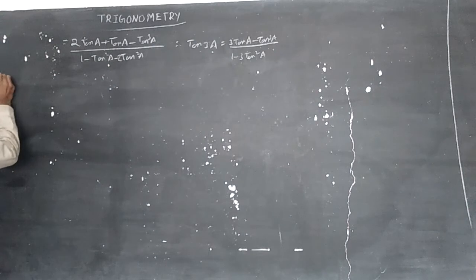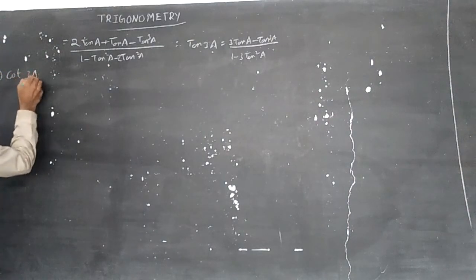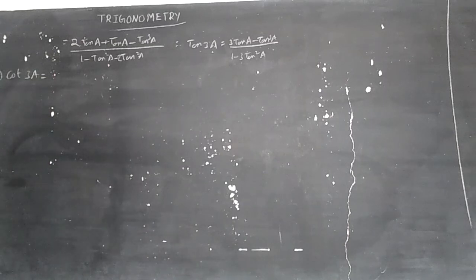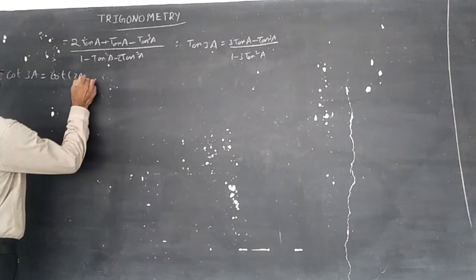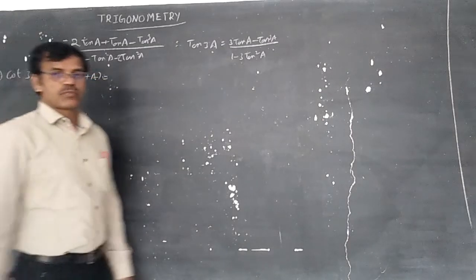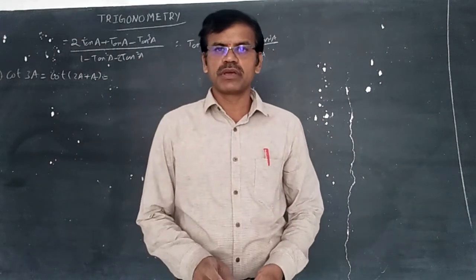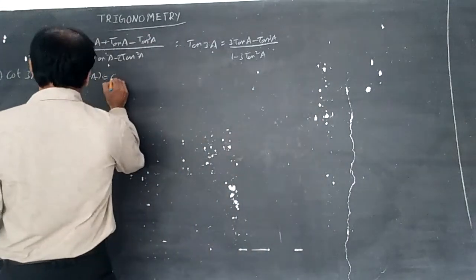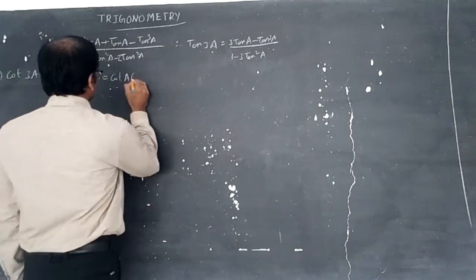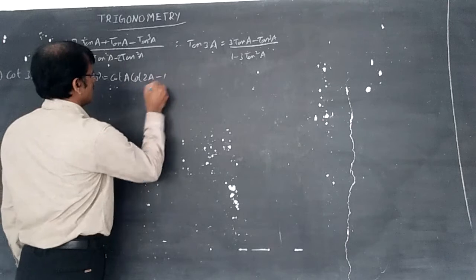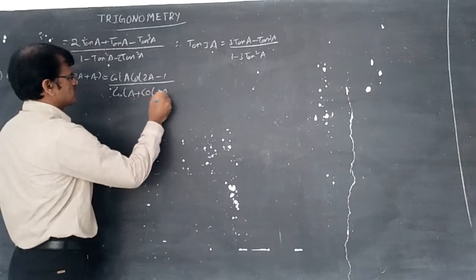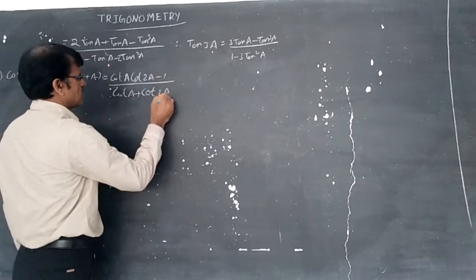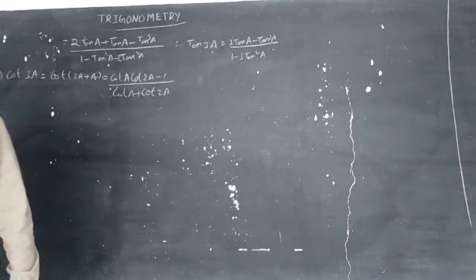Now the fourth formula, cot 3A. Cot 3A can also be written as cot of 2A plus A. The cot of A plus B formula: cot B cot A minus 1 by cot B plus cot A. So cot A into cot 2A minus 1 by cot A plus cot 2A.